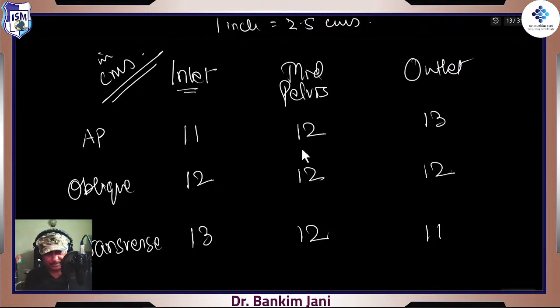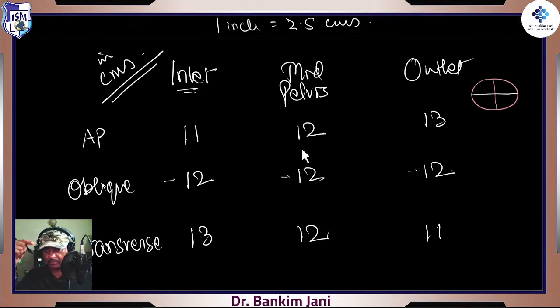For the inlet, the AP diameter is small and the transverse diameter is more, right? See, the oblique diameter remains the same in all three: inlet, mid, and outlet. So if I want to draw a figure, should I draw it something like this? Not in proportion, but just for understanding. So the AP diameter is less and the transverse diameter is more, right?